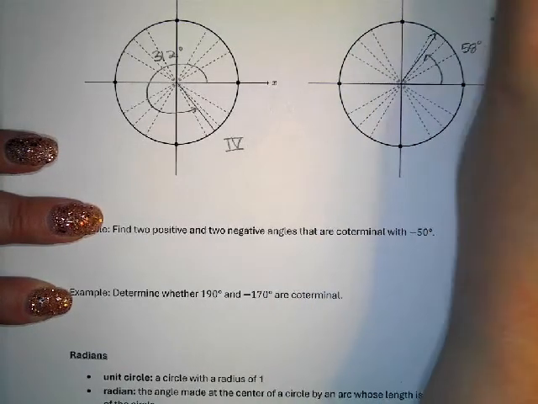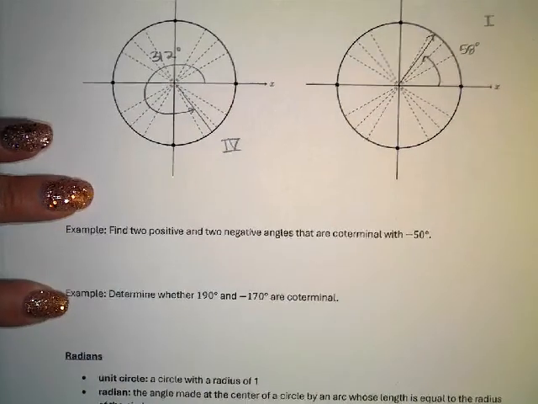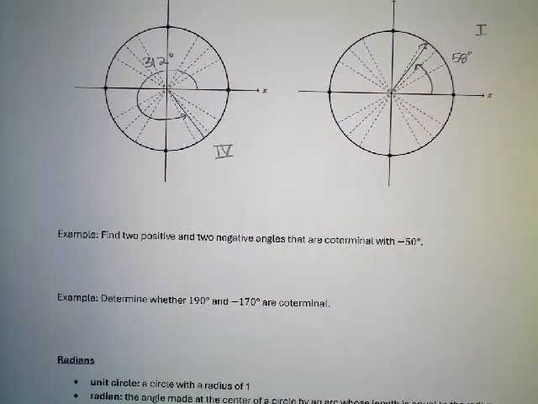And that's in quadrant 1. All right, next it says to find 2 positive and 2 negative angles that are coterminal with -50.